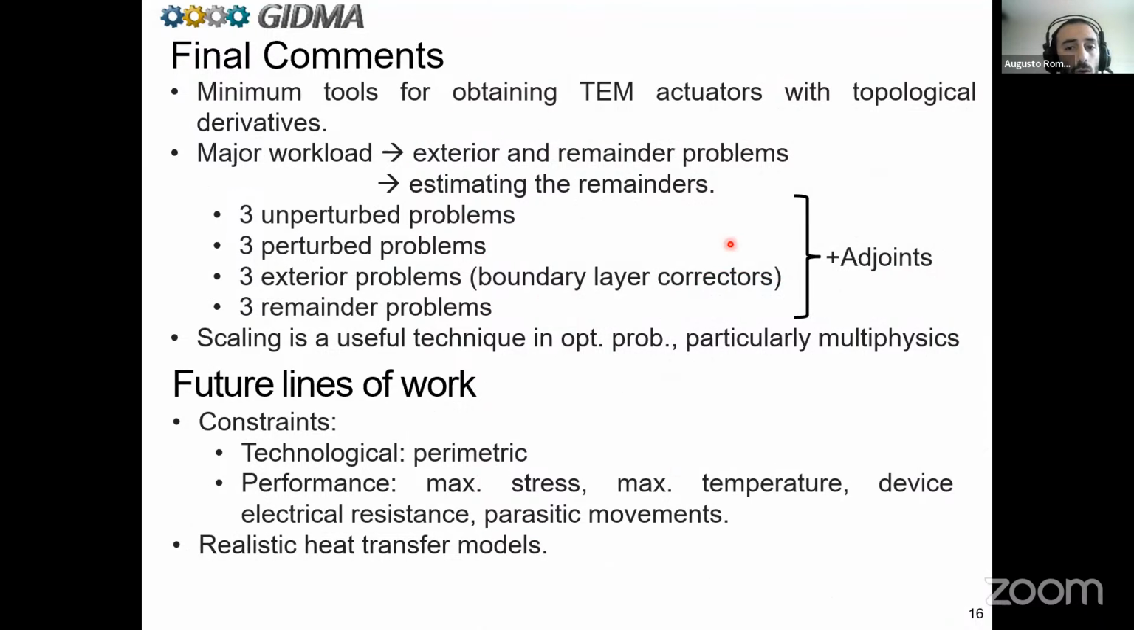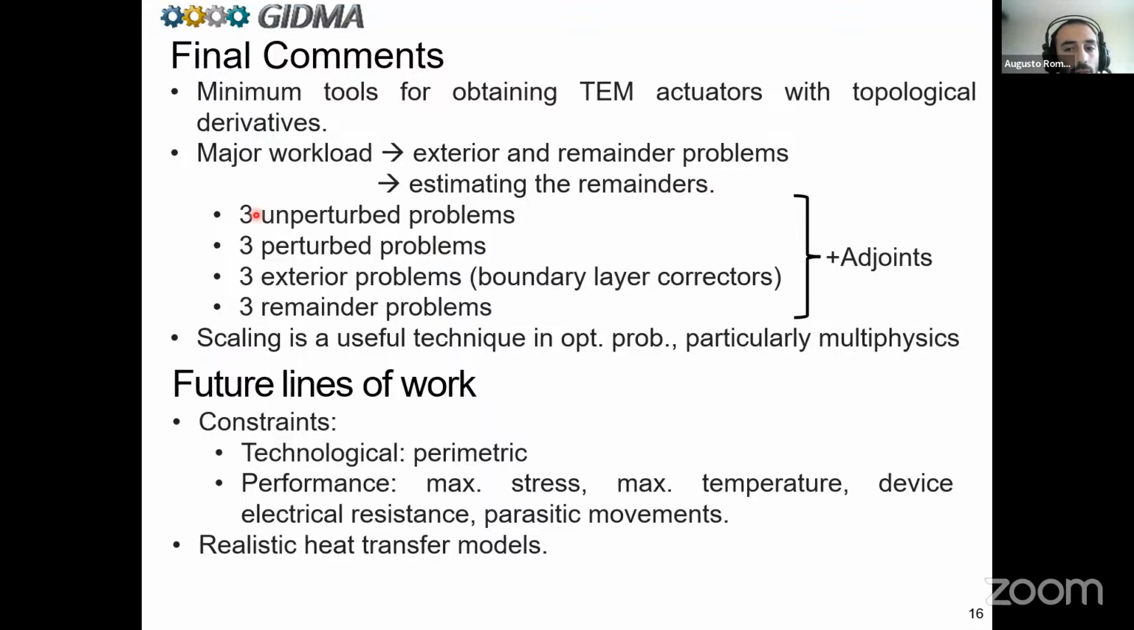So in conclusion, in this work, we presented the minimum tools that are necessary to obtain TEM actuators employing topological derivatives. The major workload relies on finding the appropriate structure of the exterior and the remainder problems, and also estimating the remainders.